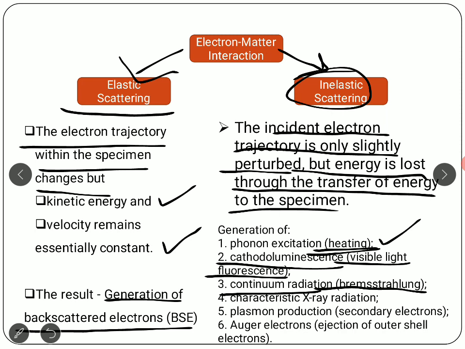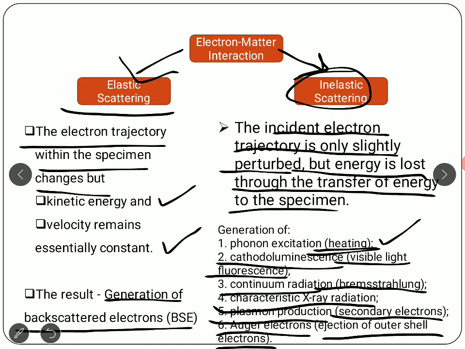Next, we definitely have the characteristic X-rays, okay, the K alpha and the K beta lines, if you remember. And then we have got the plasmon production. So plasmon production refers to the secondary electrons, and definitely the Auger electrons. So there is something which is called the Auger effect. You can just Google it, okay. But in general, we can say that this is nothing but the ejection of outer shell electrons. So if the outer shell electrons are basically ejected, these are called the Auger electrons.